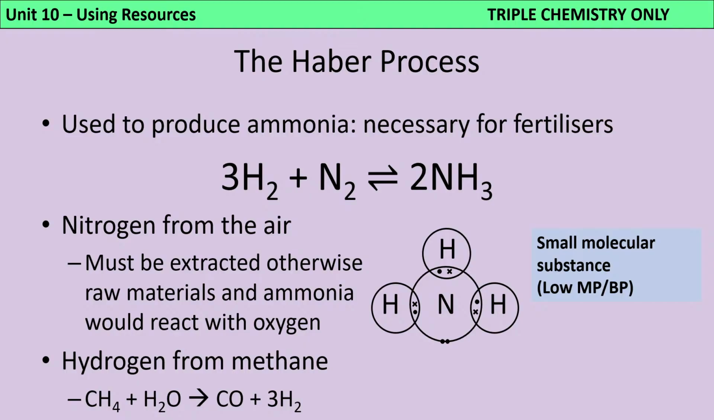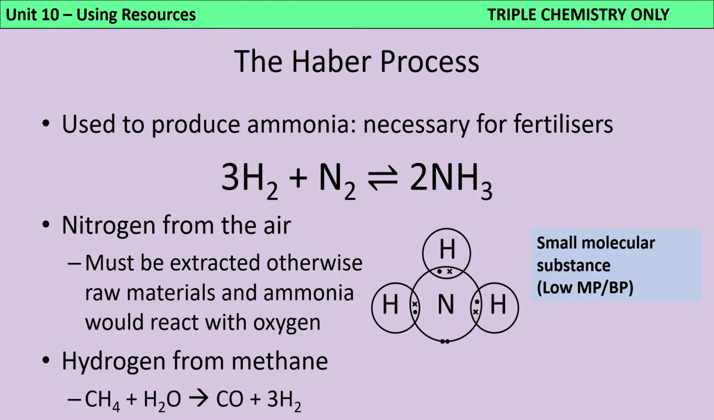So when ammonia boils, it's not the strong covalent bonds inside the molecule that break, it's the weak intermolecular forces between the molecules. So ammonia is a gas at room temperature. It's made out of hydrogen and nitrogen, which are also gases, reacting in a 3-to-1 ratio, which we can see in the equation there, and it's a reversible reaction, which you can tell from the funky arrow.